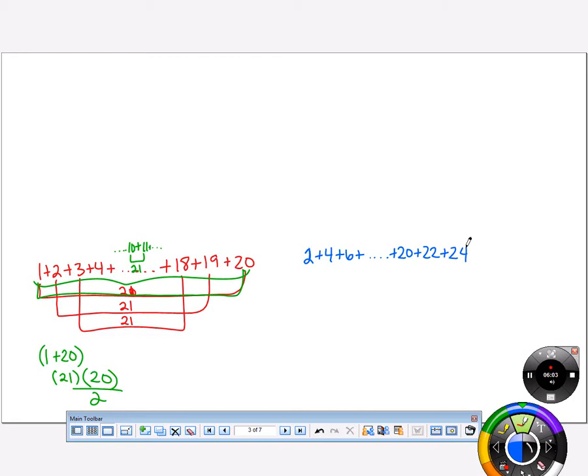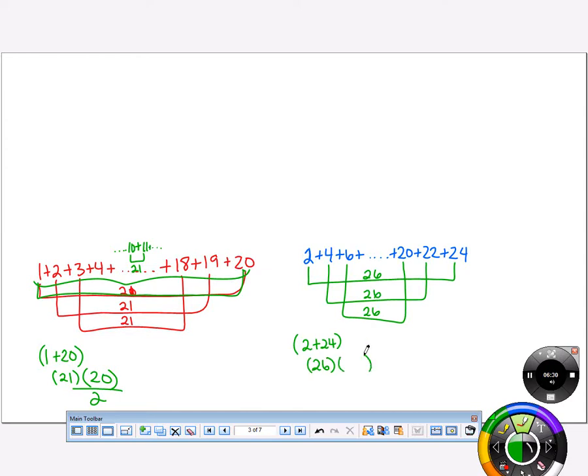Say I wanted to add up this list from 2 to 24, counting by twos. We can still see the same pattern arises because it's arithmetic. 2 plus 24 is 26. 4 plus 22 is 26. 6 plus 20 is 26. Okay? So again, we're getting 26, because that was 2 plus 24 or 4 plus 22, however you want to look at it, we're getting 26.